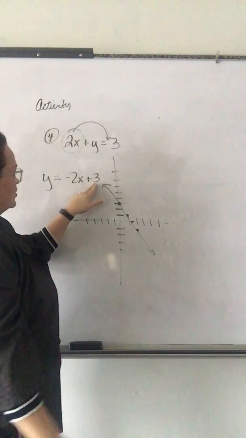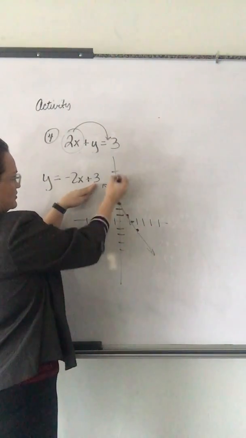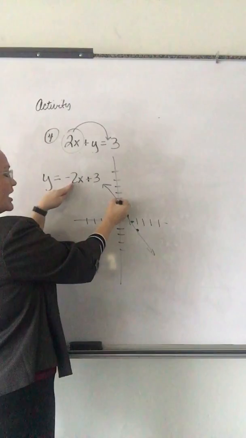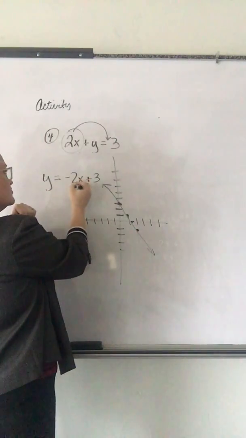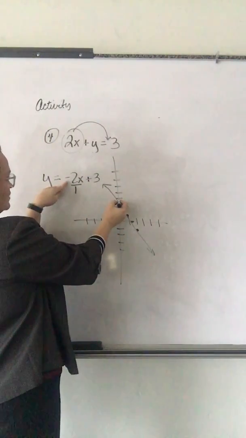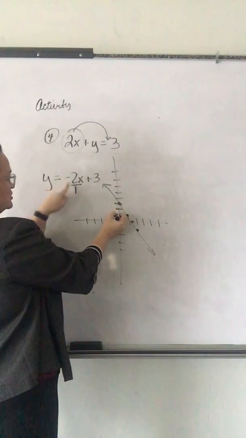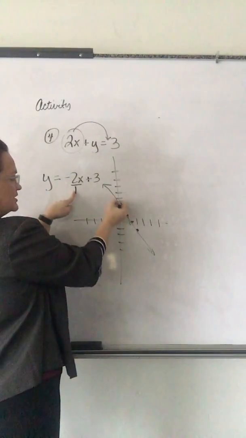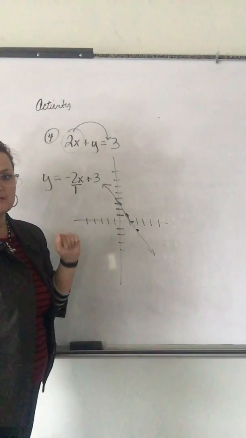So this is the start here at 3 on the y-axis. Then this is your rise over run. It's not over anything, so put that over 1. So that means rise negative 2, so that's down 2, run positive 1. And see how that works. That draws in the line that way as well.